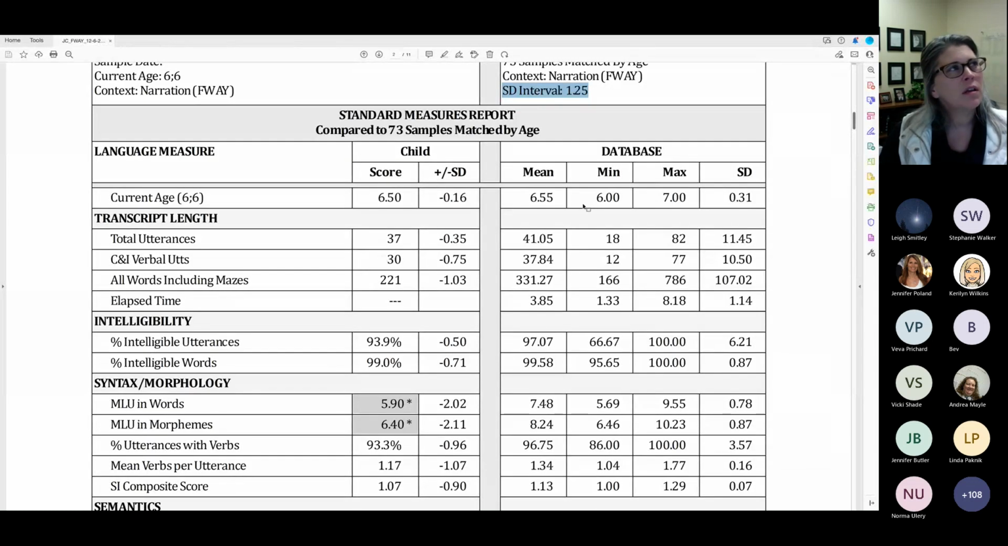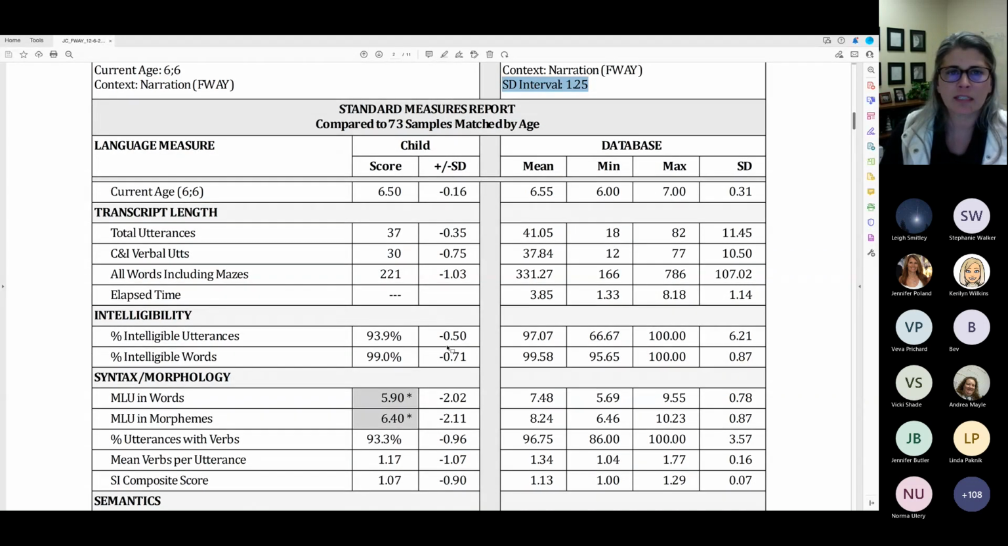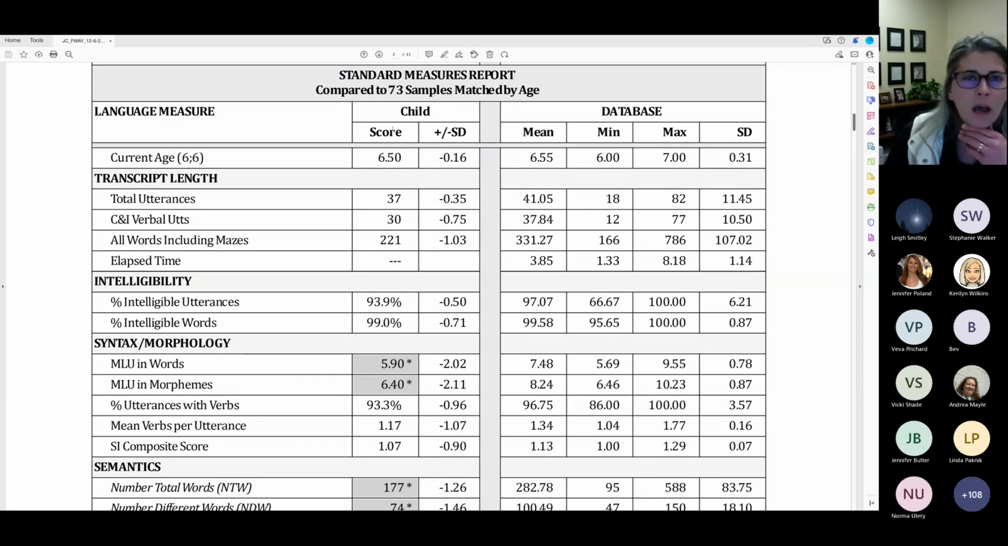There was an article, I want to say about 2 years ago, in LSHSS that talked about how many samples you need to be reliable, and they consider anything around 30, based on their analysis, to be a reliable and valid number of samples to compare to. Just to give everybody a frame of reference, 73 is actually really good. That would be considered a really large database.